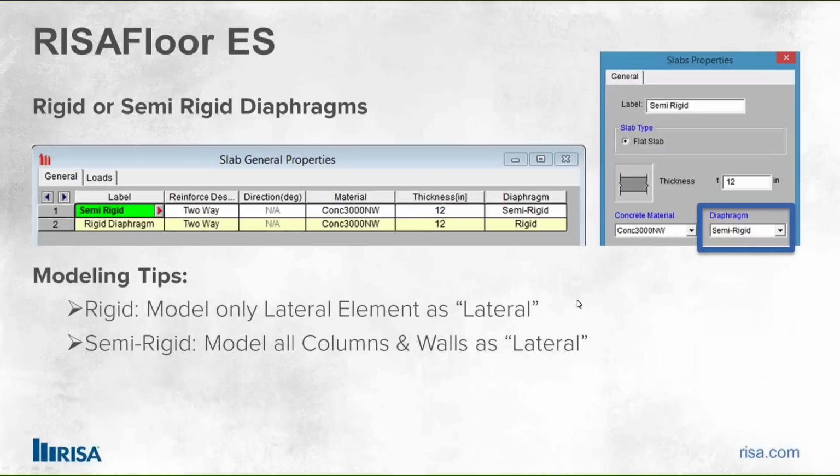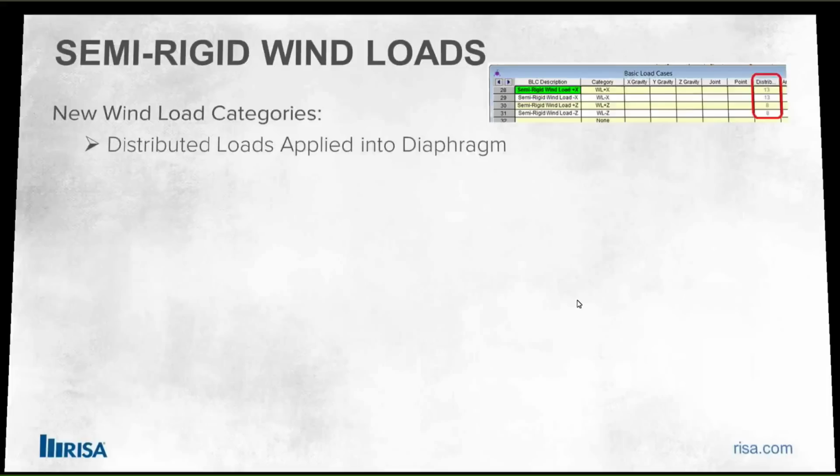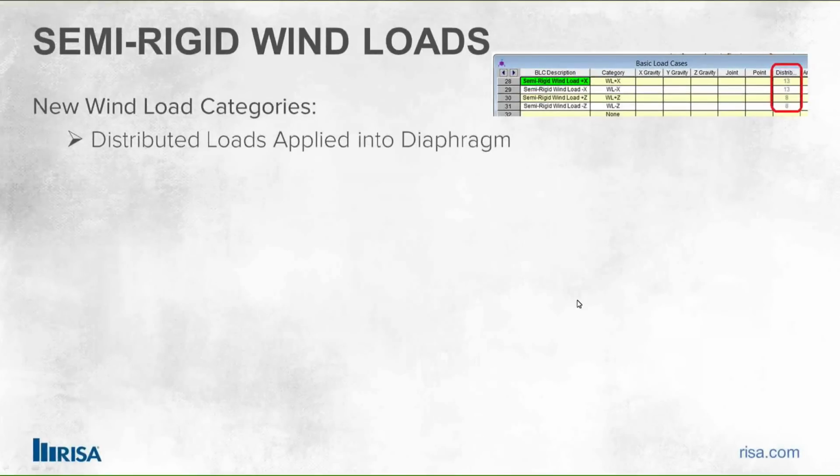And so let me show you guys an example of that. But I also like to talk about how the loads get applied. Semi-rigid diaphragms aren't quite as easy as a rigid diaphragm, where you get to put the load as a point load directly into the model. In RISAFloor, when we move over to RISA-3D, the program does some automated loading for you.